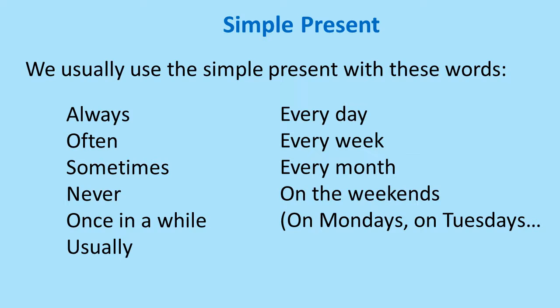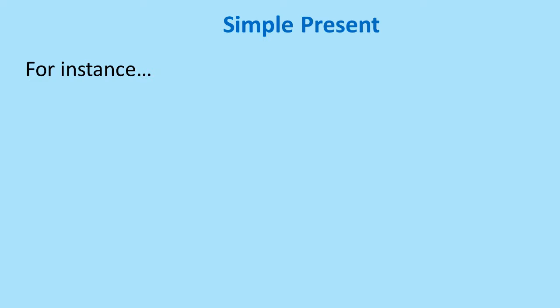We usually use the simple present with these words: always, often, sometimes, never, once in a while, usually, every day, every week, every month, on the weekends, or on Mondays, on Tuesdays, and so on. So if you see those words, then you can remember you should usually use the simple present tense.